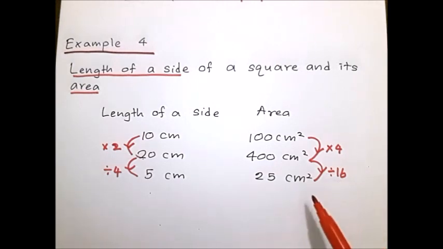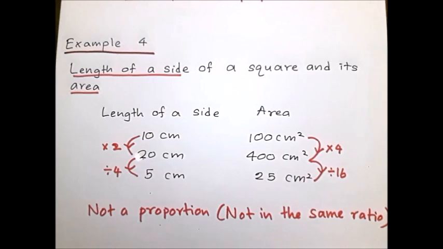So this is not a direct proportion. We call this not a proportion because there is no same ratio. It is not a proportion. Reason is, not in the same ratio.